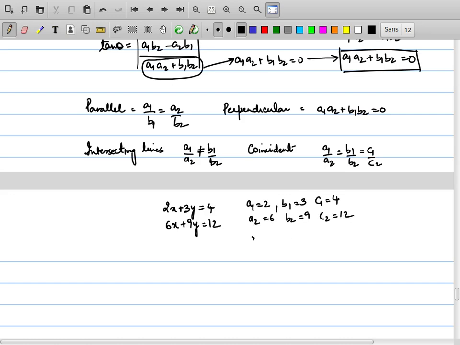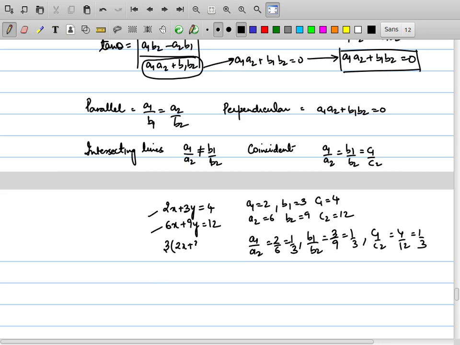12. Now check, A1 upon A2 is 2 upon 6, 1 by 3. What is B1 upon B2? 3 by 9, which is again 1 by 3. And what is C1 upon C2? 4 by 12 is again 1 by 3. Therefore, these two lines are what? Coincident lines.